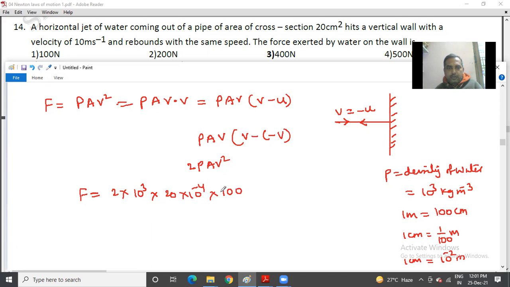So here 1, 2, 3, there will be minus 1 left here. If you cancel this, plus 3 minus 1, you will be remained with 2. Now 2 twos are 4 into 100, so it will be 400 newtons. The third option is correct. Let us move to the next question.